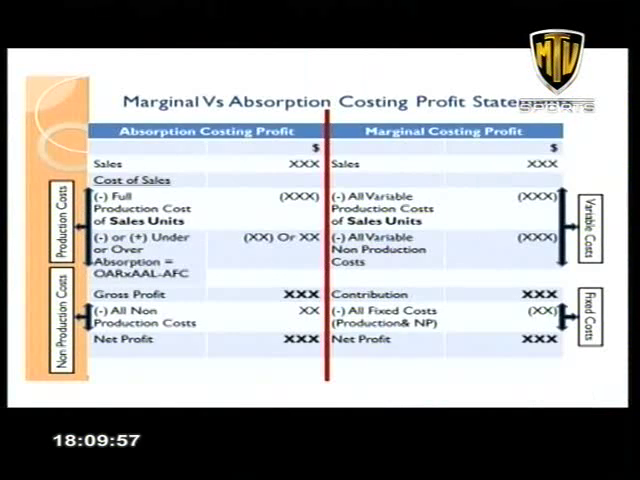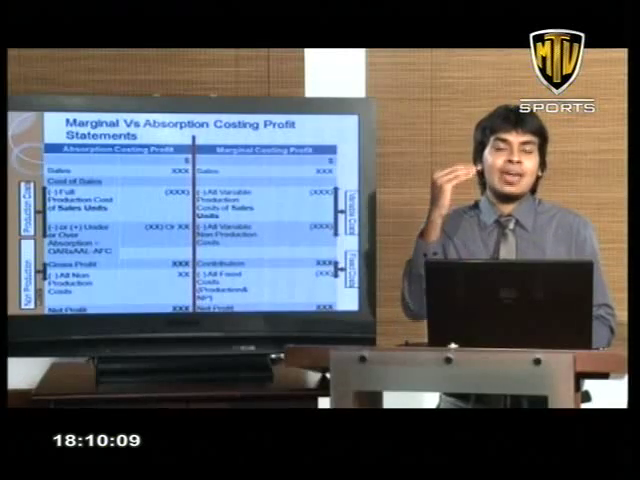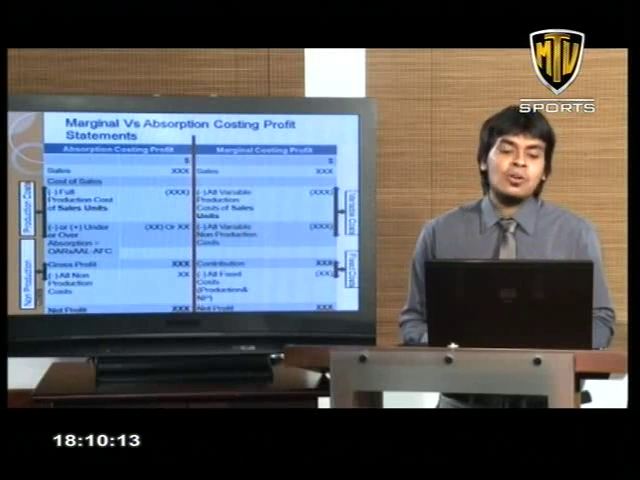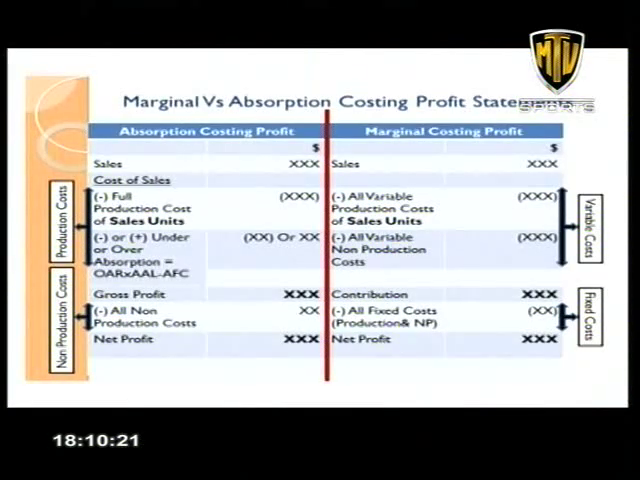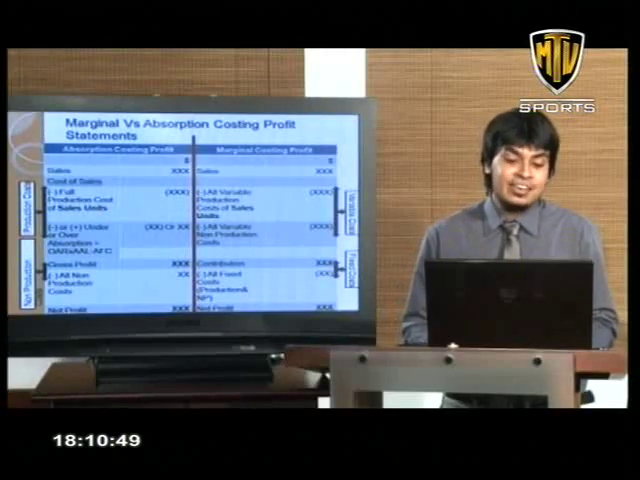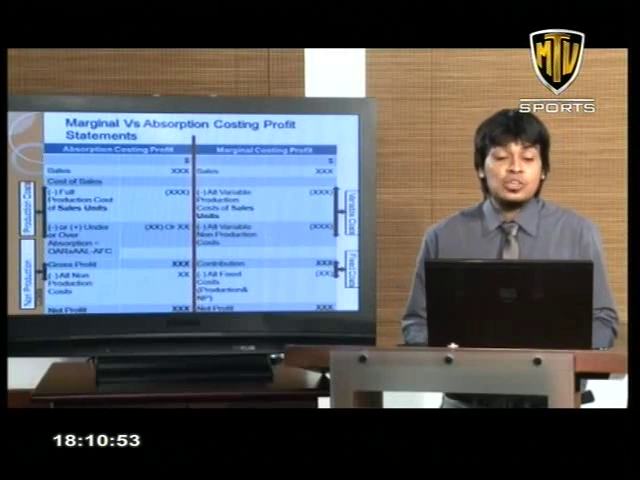You have your sales and then cost of sales. Under cost of sales, make sure that you always consider the full production cost of the sales units. Some people start with opening stock, add the production units, deduct the closing stock, but you can combine all of them together and straight away deduct the full production cost. To that you then need to subtract or add the under or over absorption, which is equal to the overhead absorption rate multiplied by the actual activity level, actual production units here, minus your actual fixed cost. If it is an under absorption, you deduct it. If it's an over absorption, you add that. You end up with your gross profit, and from your gross profit you deduct all your non-production costs, and then you end up with net profit.